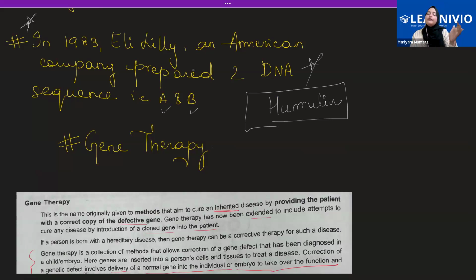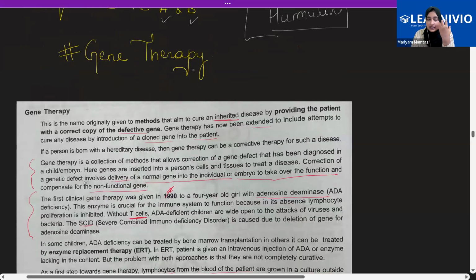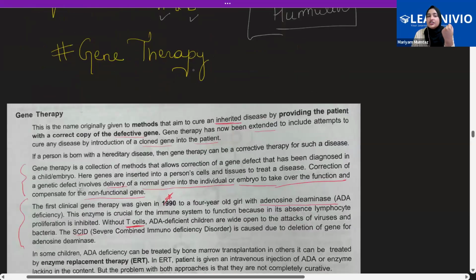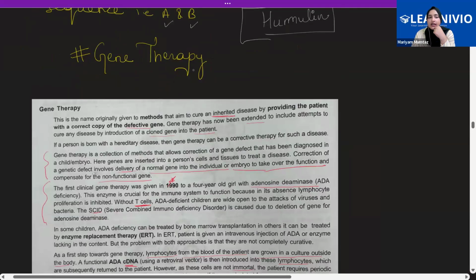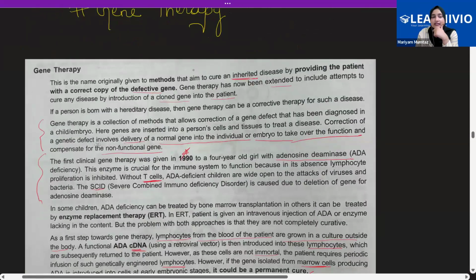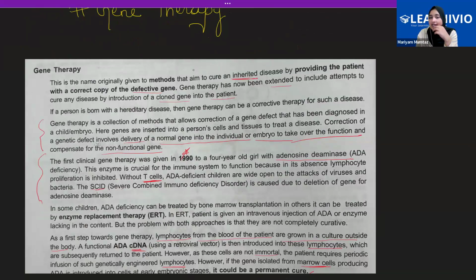Okay. Now we are seeing the usage of biotechnology in therapeutics, in medicine. There is one more thing, which is a corrective measure called gene therapy. This is the name given to the methods that aim to cure an inherited disease by providing the patient with the correct copy of the defective gene.